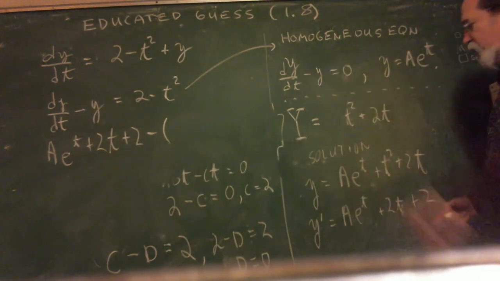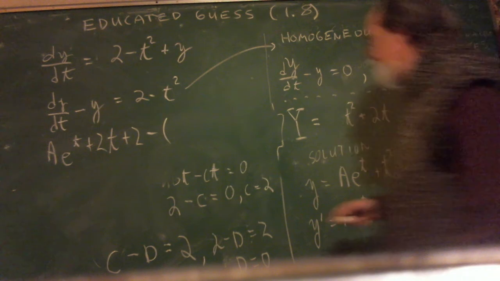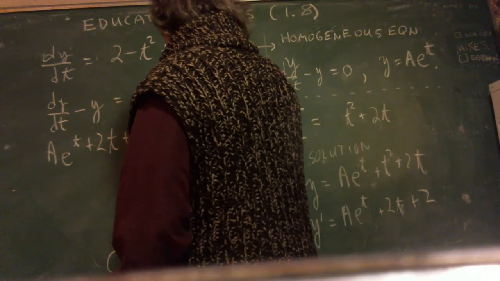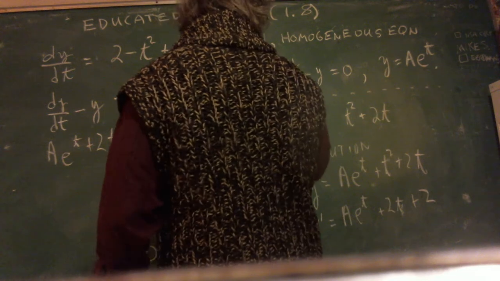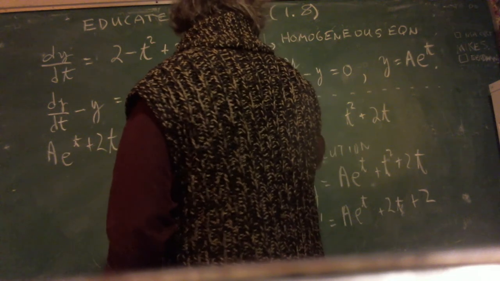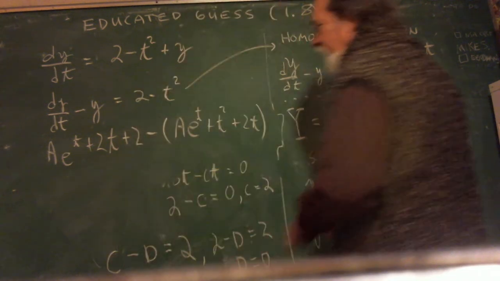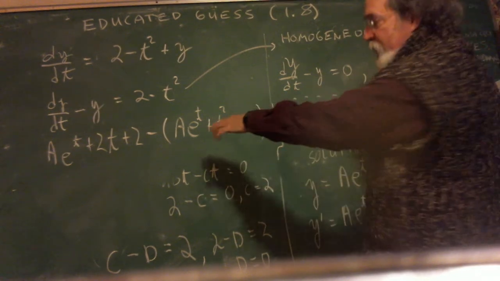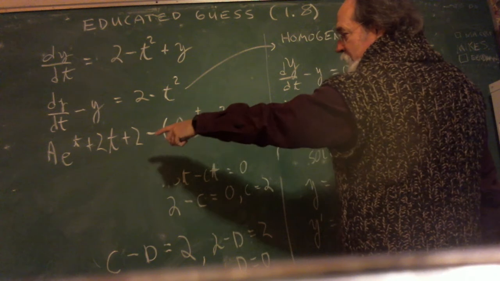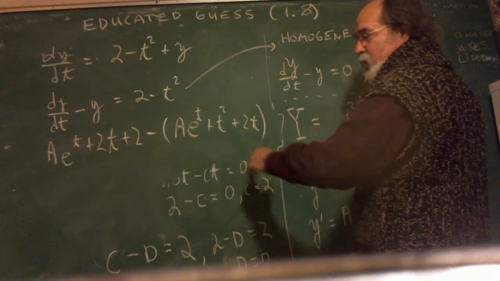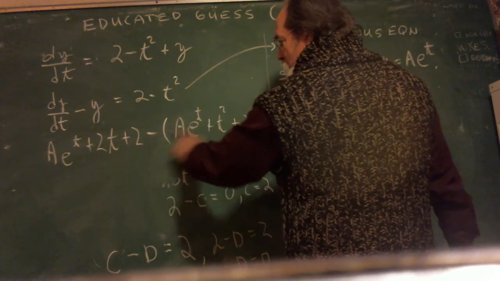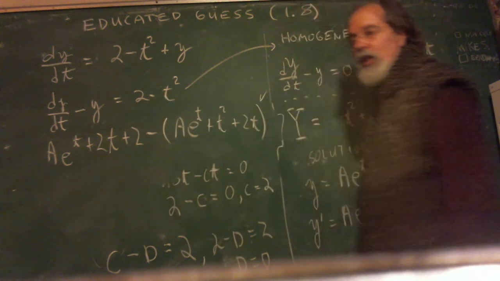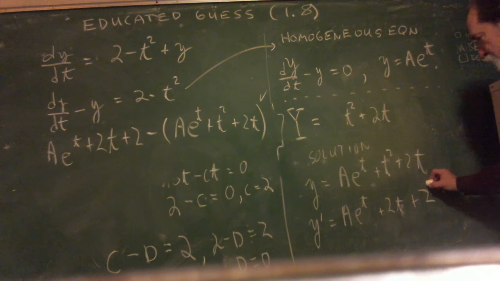So I'm just following the differential equation. a e to the t plus t squared plus 2t. Sorry, 2t. There we go. Now check it out. a e to the t minus a e to the t is 0. 2t minus 2t is 0. And all that's left is the 2 minus t squared. 2 minus t squared, check. It worked. This is the actual solution right there.